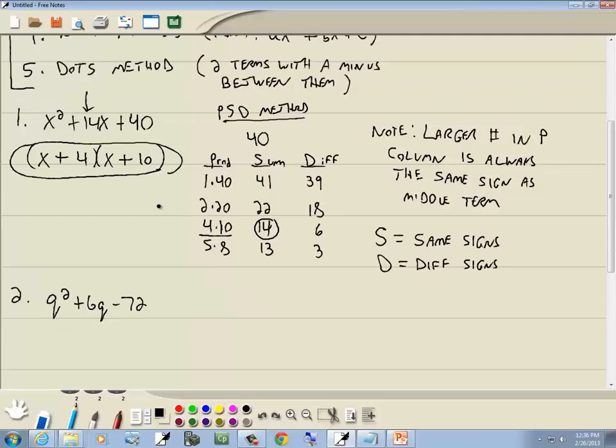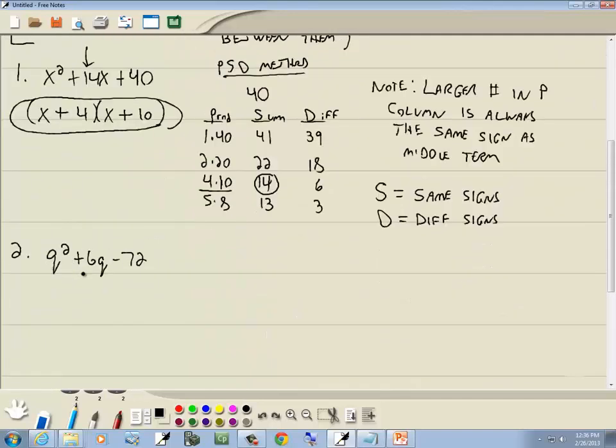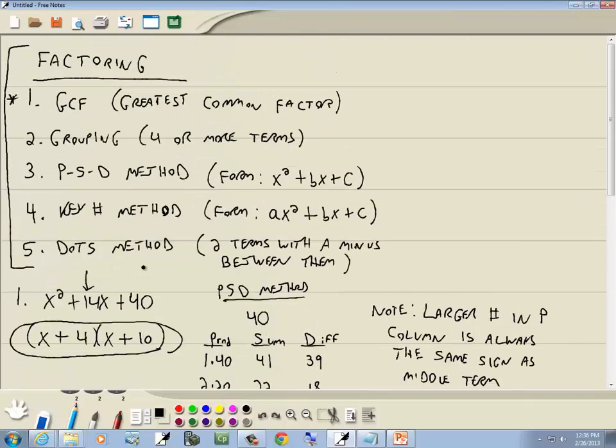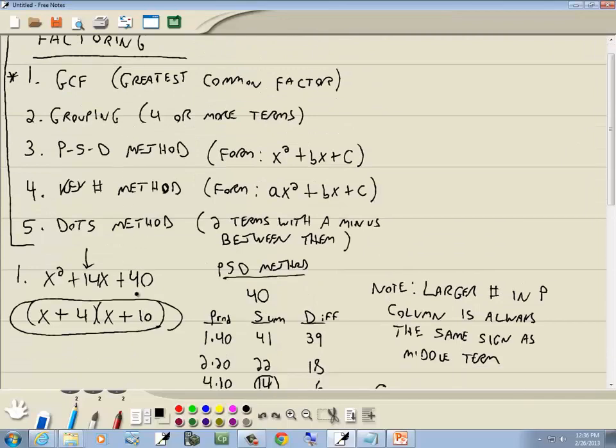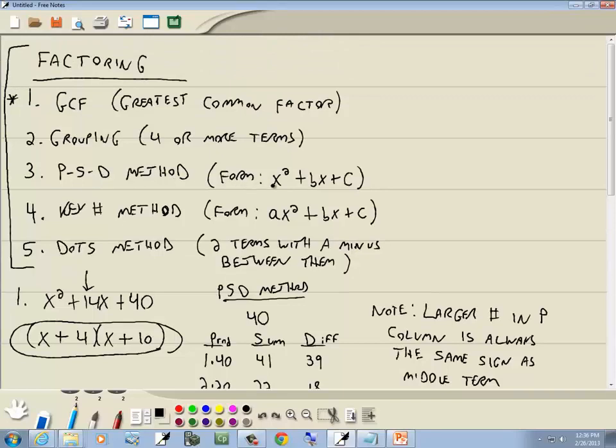Our first method is GCF. Well, they don't have anything in common. Some of them have 6, divisible by 6, but the first one isn't. Some of them have q's, but the last one doesn't. For four or more terms, grouping. No, this is 3 terms. PST. Now, it's a different variable, but it's still the same form.